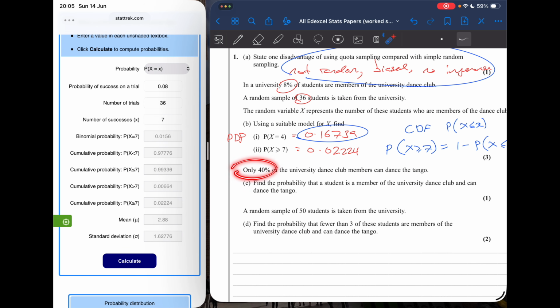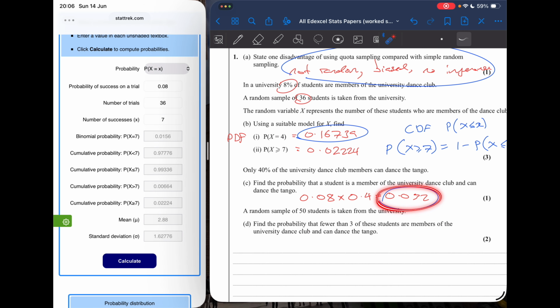So next bit then, only 40% of the University Dance Club members can dance the tango. Find the probability that a student is a member of the University Dance Club and can dance the tango. So looking at that, what we can say, we want to have the 8% that are members of the dance club and the 40% that can do the tango, yeah. So working that out, what number do we get? 0.4 times 0.08 gives us an answer of 0.032. Is that good? Yes, it is.